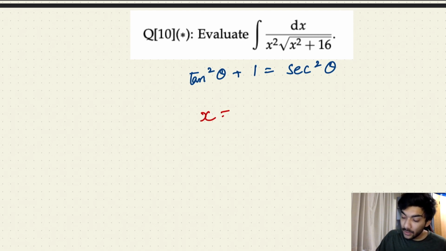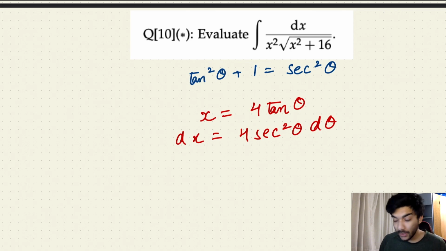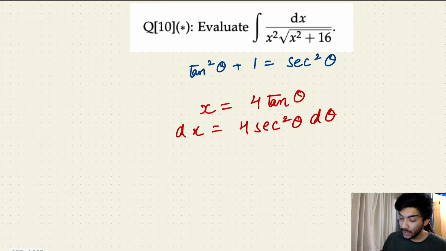So again, in this case, let's take our x to be 4 tan theta. And if we take our x to be 4 tan theta, we know that our dx would be 4 secant square theta d theta, because we know that the derivative of tan theta is secant square theta. So that is why your dx will be 4 secant square theta d theta.